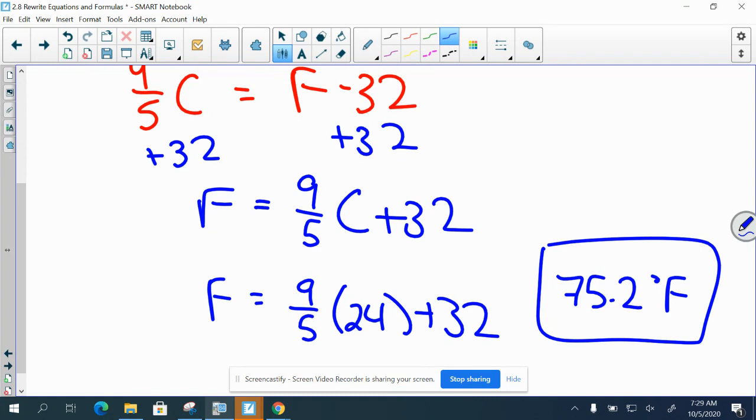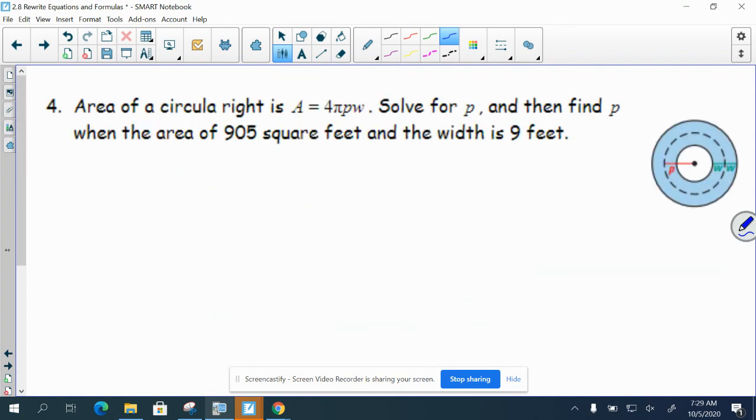Okay, and then we have one more example. Area of a circular ring, which is this, is A equals 4 pi p w, where p is the distance from the center to the second circle, or the inside circle, and w is the width of these little parts here. Solve for p, and then find p when the area is 905 square feet and the width is 9 feet. So we have A equals 4 pi p w.